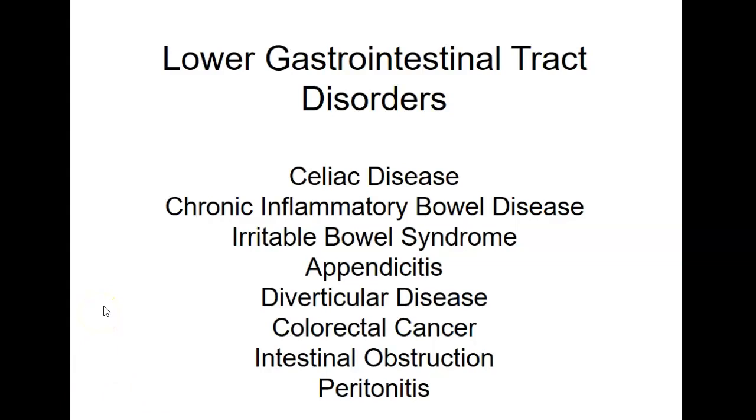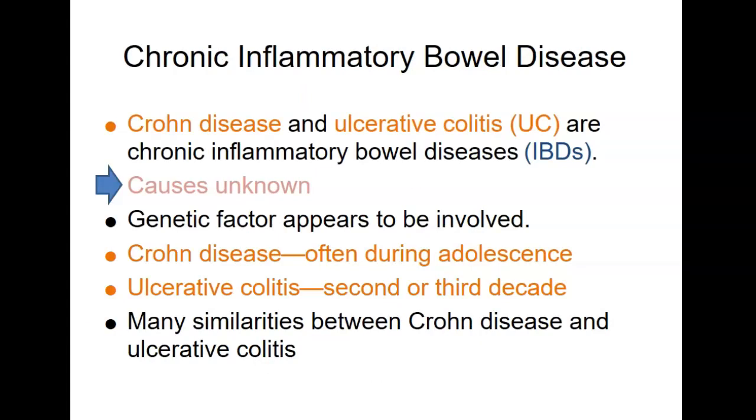Lower GI disorders. All right, so chronic inflammatory bowel disease will be the first one that we talk about. So this is Crohn's disease and ulcerative colitis. They are both considered to be IBDs, inflammatory bowel diseases. Quite often the causes are unknown. There's genetic factors that appear to be involved, so what that means is it really can run in families. Crohn's disease and ulcerative colitis, we're going to spend some time talking about.